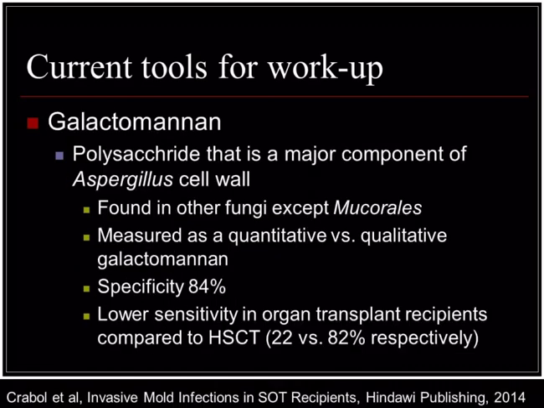Galactomannan is a polysaccharide and a major component of the Aspergillus cell wall. It's found in other fungi except for Mucor. It's measured as quantitative or qualitative. Honestly, you want the quant, because with the gentleman who had the positive blood quant, you could actually see the amount come down as he got treated for his fungal infection, which is very cool.